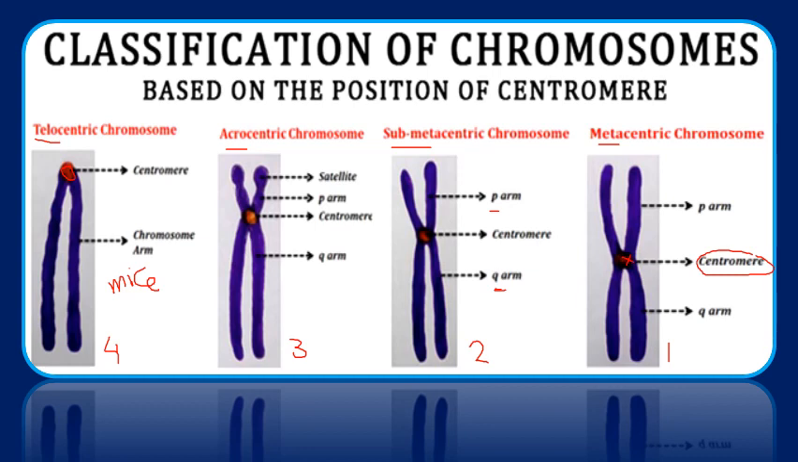Submetacentric, at which the centromere is up slowly. Third case, acrocentric, the centromere is up more than the submetacentric, and finally the fourth shape, which is called telocentric chromosome, at which the two arms are derived from one centromere and there is no P arm.